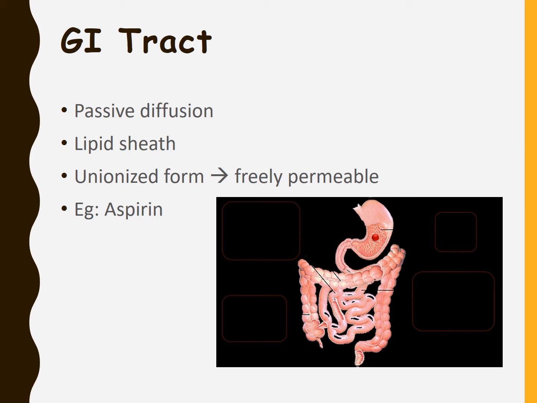And also it should be in unionized form. When there is no charge, then the substance can be easily absorbed. The membranes are freely permeable to unionized forms. Unionized means there will be no positive or negative charge on that substance. For example, aspirin is unionized and also lipid soluble, so it freely moves through the GI tract.